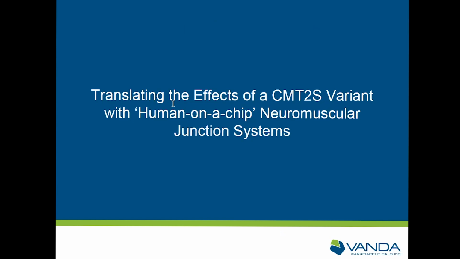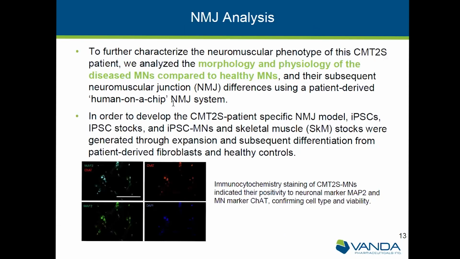What we are also doing is testing and trying to translate the effects of this mutation using a human electric neuromuscular junction system. This is really to be able to phenotype this, translate the effects of these mutations, and ultimately compare the effects and demonstrate efficacy with the ASO. To further characterize the neuromuscular phenotype, we analyze morphology and physiology. I'm just going to briefly highlight the most important aspects. We developed a CMT2S patient-specific NMJ model. We generated iPSC stocks for the motor neurons and the skeletal muscle.